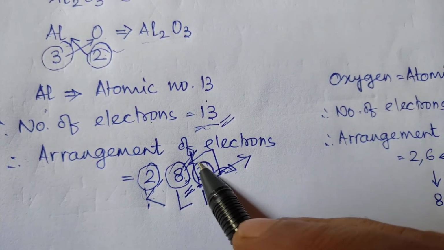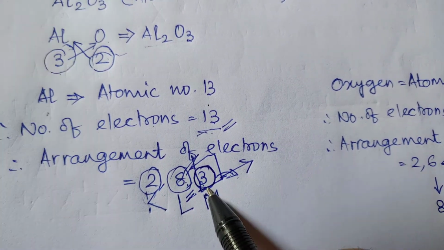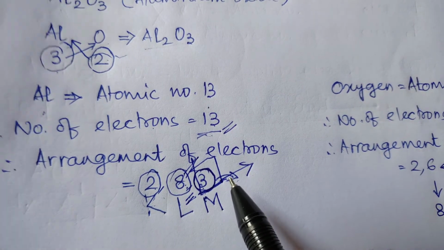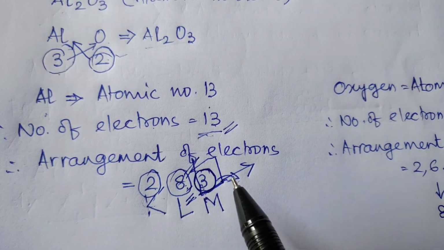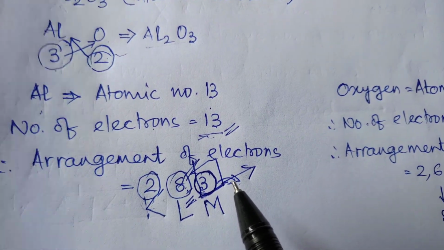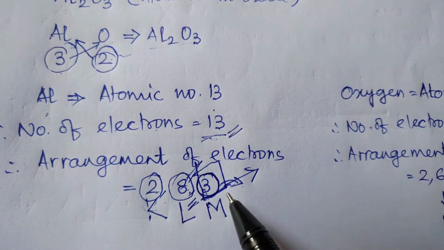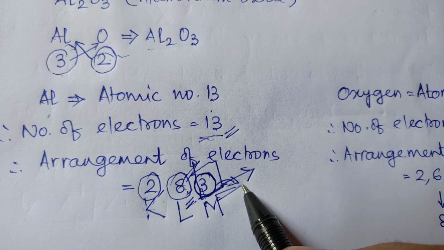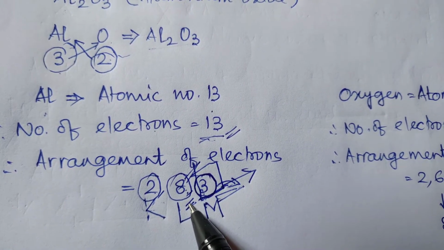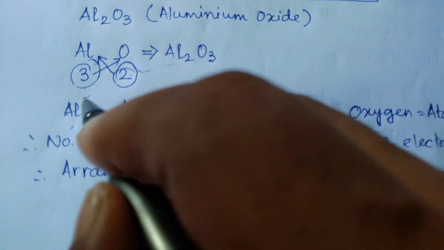So the definition is that the number of electrons which can be released or accepted from the outermost shell of an atom of an element is known as its valency. So here, upon releasing 3 electrons, it is getting a stable configuration. So the valency of aluminium becomes 3.